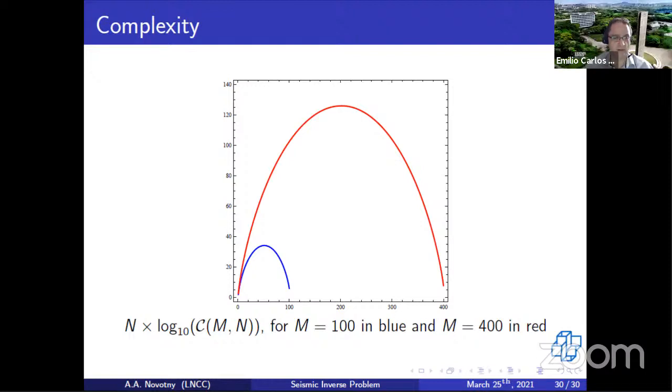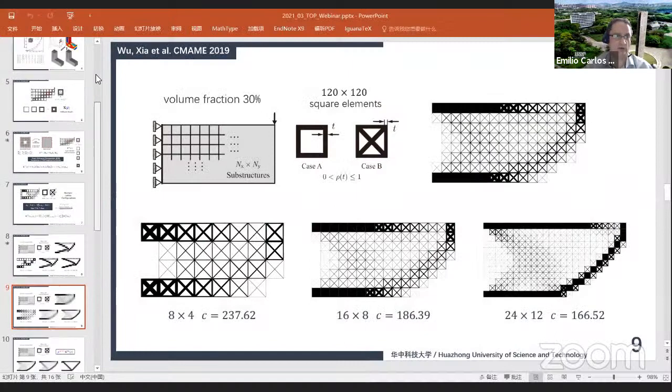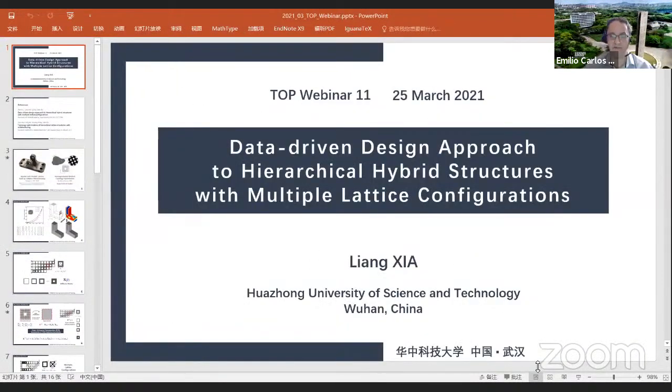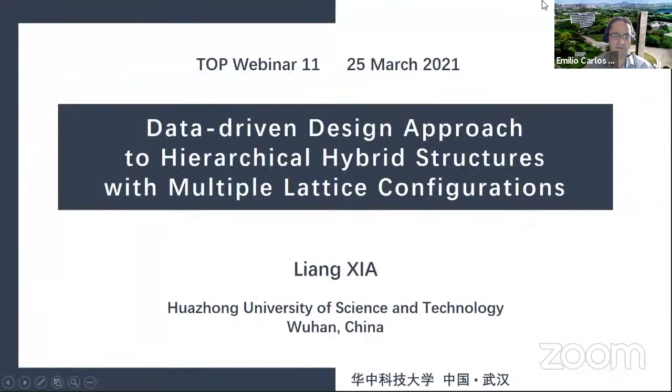So thank you, André. Later we will have opportunities for more questions if someone has them. Now I'd like to move to the next speaker. I'd like to invite Professor Liang Xia from the Huazhong University of Science and Technology in China. He's going to talk about a data-driven design approach to hierarchical hybrid structures with multiple lattice configurations. Okay, Liang, the floor is yours.